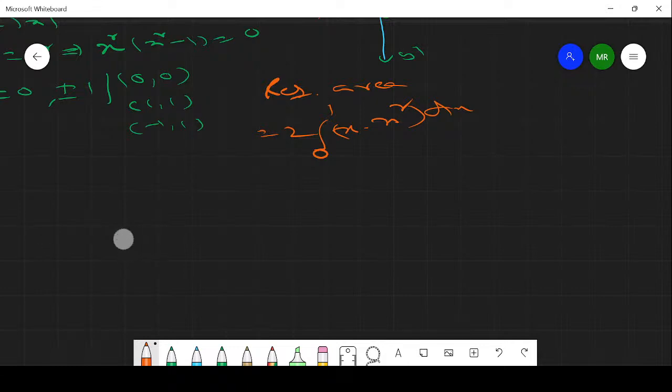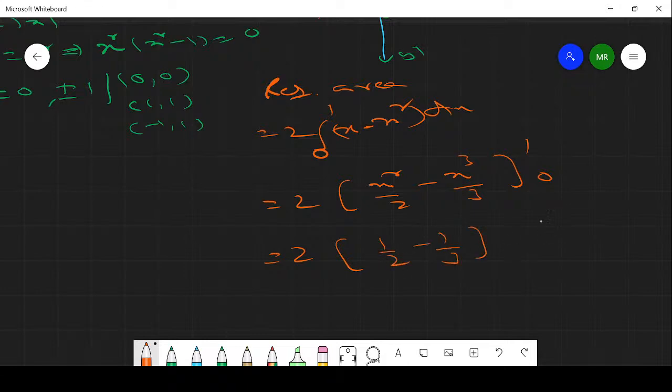Right, this is the required area. When I take the required area, 2 into the integral of x minus x square by 2 minus x cube by 3, limit 0 to 1. If I apply the upper limit, 1 by 2 minus 1 by 3, so it comes 2 into 1 by 6. So the final answer is 1 by 3 square units. That will be the required answer, 1 by 3 square units.